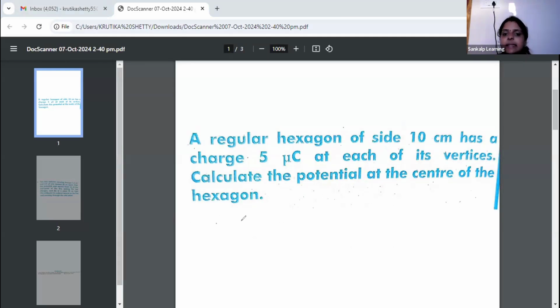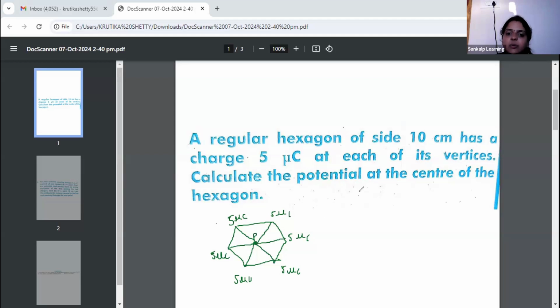Here the figure is a hexagon, right? So hexagon means the 6 corners we need to consider, 6 sides. So 1, 2, 3, 4, 5, 6. Here at each corner of the hexagon, we have 5 microcoulomb. What they are asking is, at each of the vertices the charge is there, calculate the potential at the center. So due to these charges, what is the potential at the center?